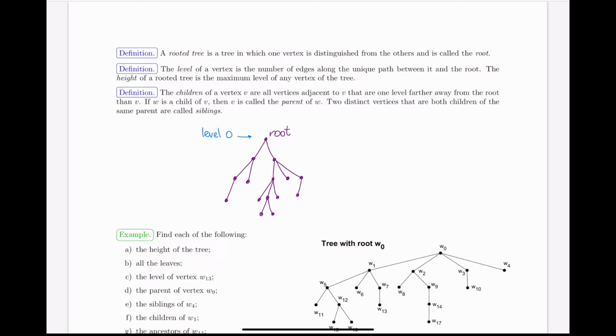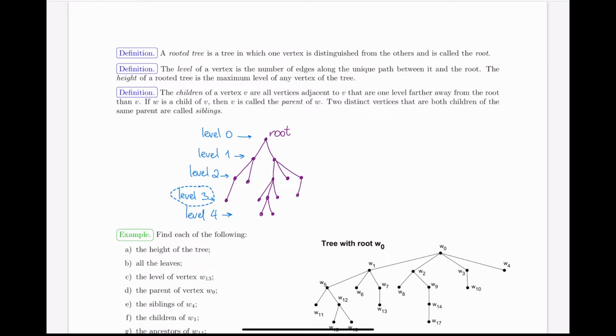Then the number of edges along the unique path between it and the root: for this vertex on the path to the root it is just 1, this edge, and same for this vertex. So the level is beginning to make sense. If I draw the tree this way, then every edge that I am adding adds to the path between that vertex and the root, and therefore increases the level by 1. So these vertices are level 1, these vertices are level 2, these vertices are level 3, and so on, right? So this is level 3 vertices, and this is level 4 vertices.